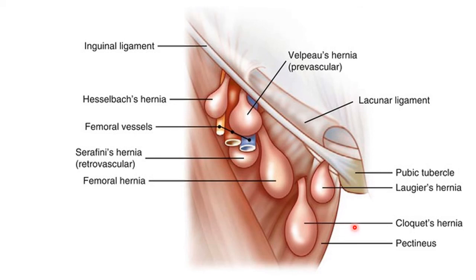The last type of hernia is Cloquet's hernia. In this Cloquet's hernia, the hernial sac reaches the most medial part of the femoral triangle, where the deep inguinal group of lymph nodes is present. That particular hernia is called Cloquet's hernia. So these are the different types of hernia which we can identify in the femoral triangle.